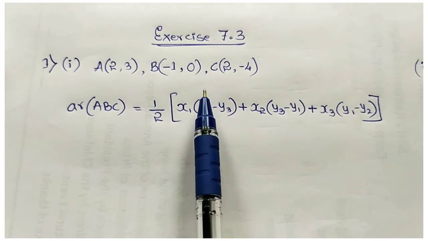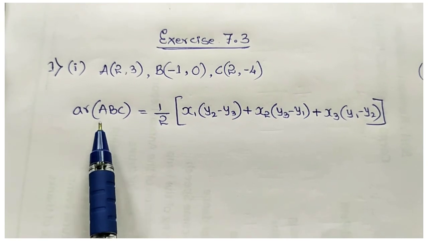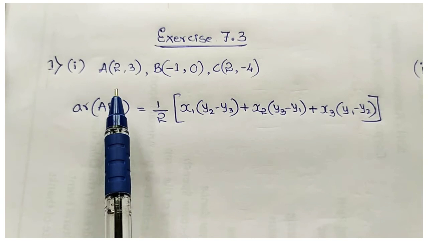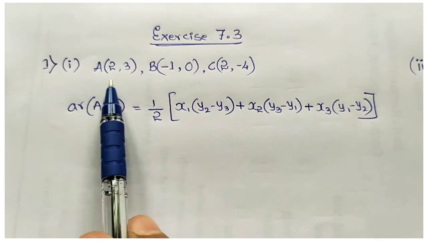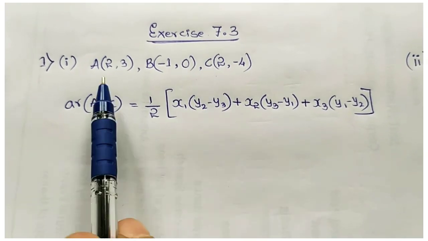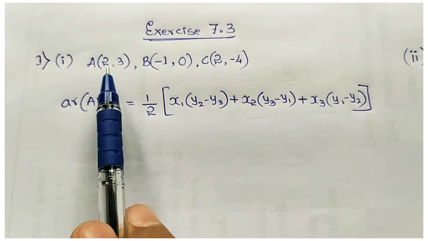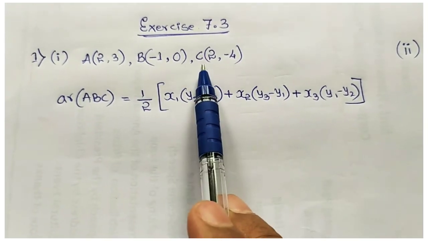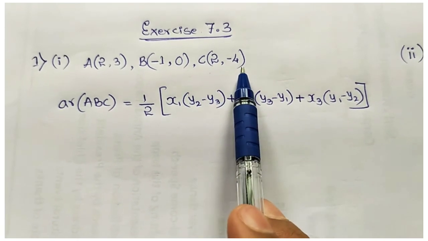Now coming to exercise 7.3, in the first question we have to find the area of the triangle. They gave three vertices, let's take them as ABC. So A has coordinates (2, 3), B has coordinates (minus 1, 0), and C has coordinates (2, minus 4).